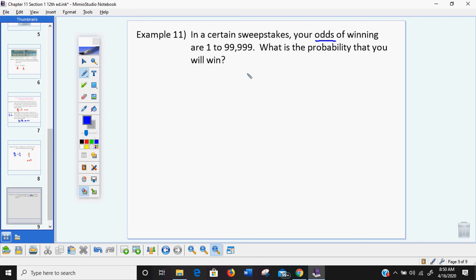Okay, so for probability, same number on top, favorable outcomes is still 1, but on bottom, instead of the losses, your chances of losing, you're going to put the total. And if you add those two numbers together, it's 100,000. So it's like if you're talking about tickets, 1 ticket out of 100,000 would win. So that's what your probability would look like.